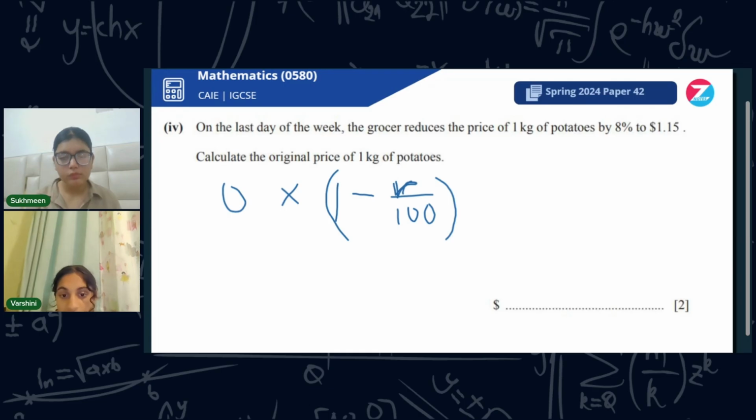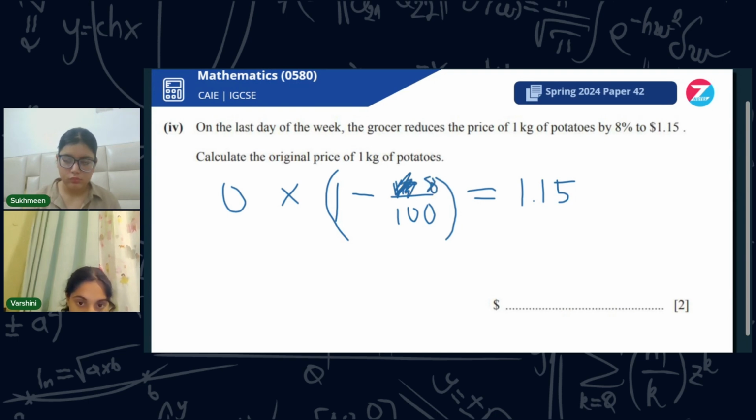Okay, and that is going to be equal to, over here it says that it's equal to 1.15. And we also know over here that r is 8, so we can take that out and write this as 8. So this over here, original, is our variable, and we want to make this first.